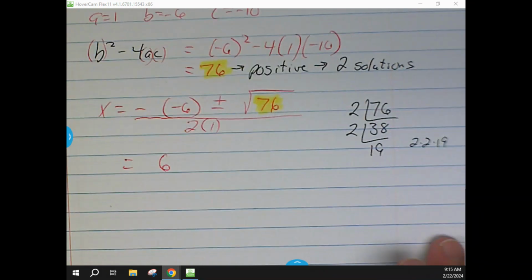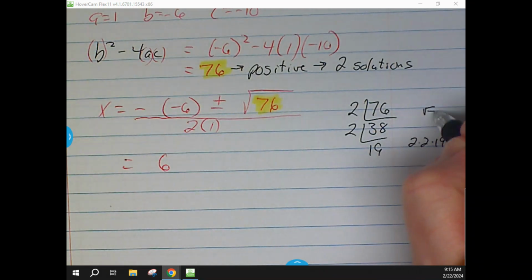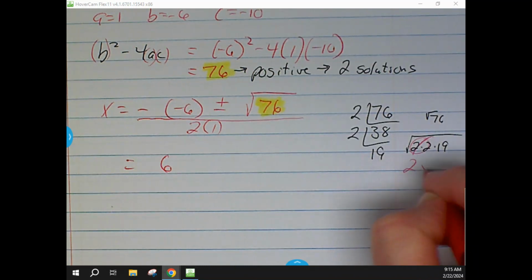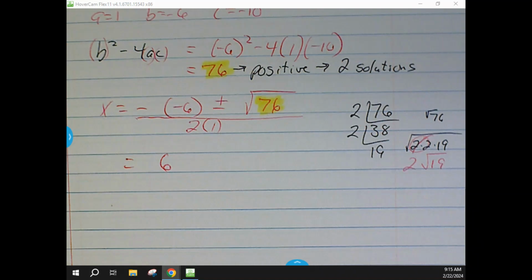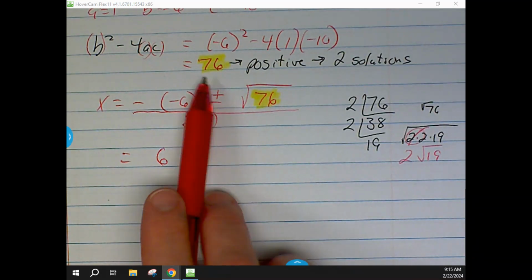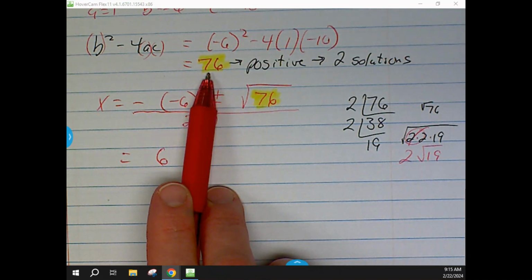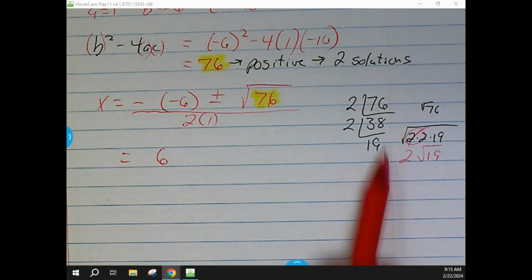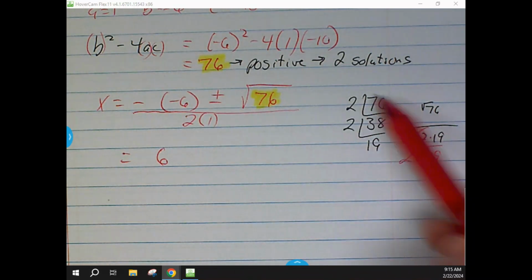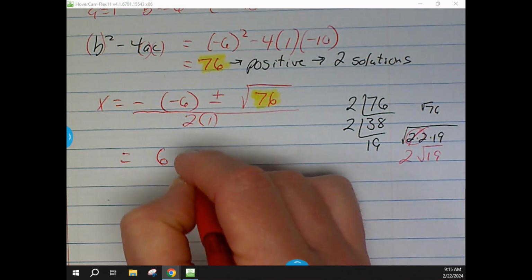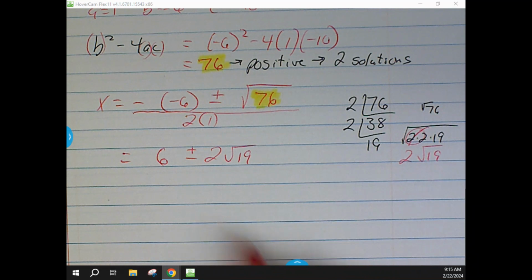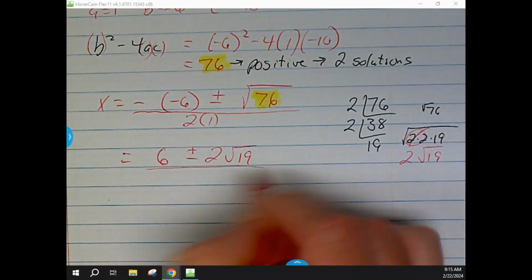If we use our exit buddies on that one, there's our pair of 2's. So the 2 gets out, the 19 stays on the inside. And hopefully you're going, oh, so whenever we figure out what the discriminant is, we know we can go ahead and take that number and break it down and figure out what the square root of it's going to be. Yes, because you're going to square root that number when you plug it in. So you know you just need to take this number and break it down. So it's going to be plus or minus 2 square root of 19 over 2.